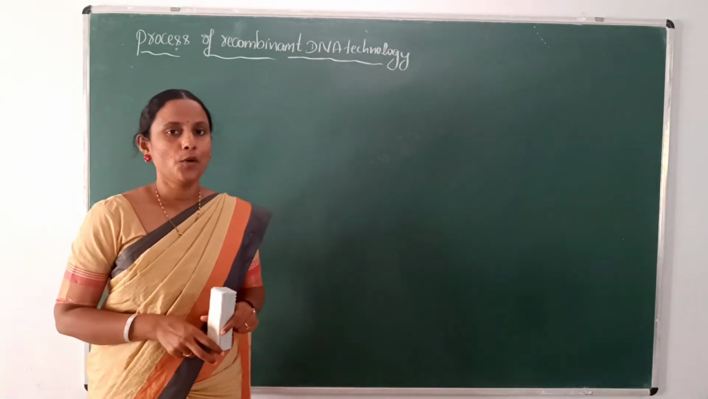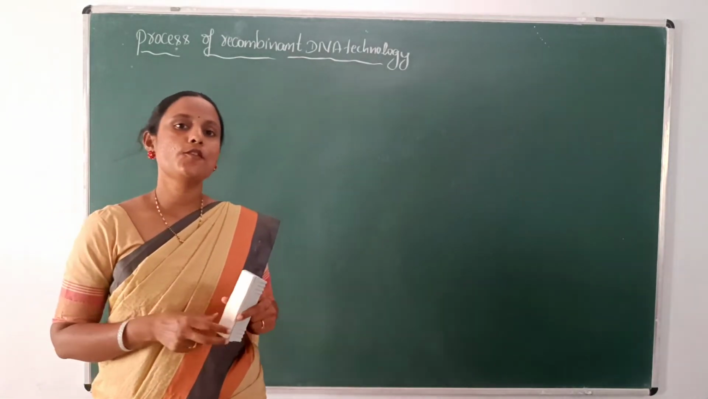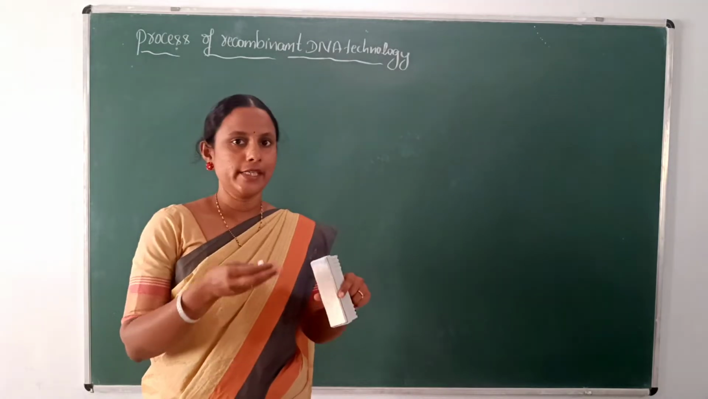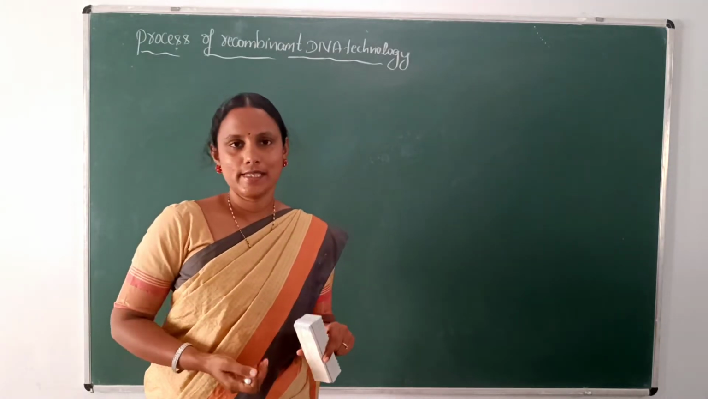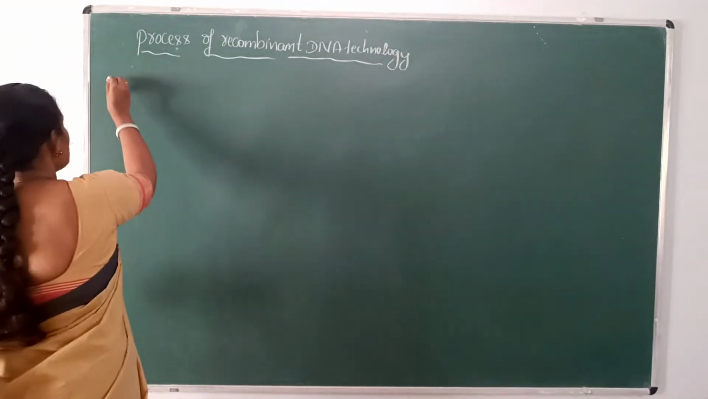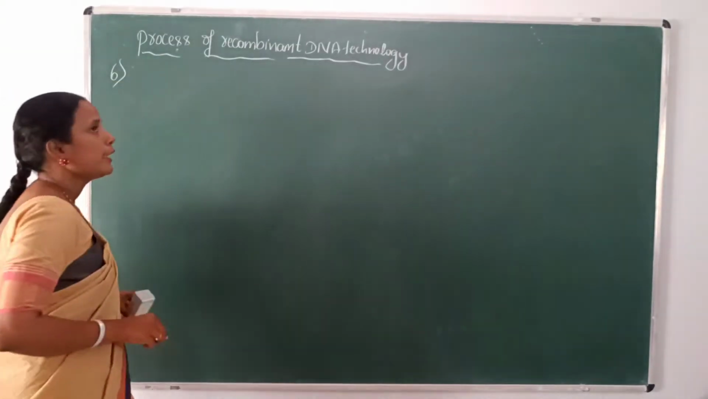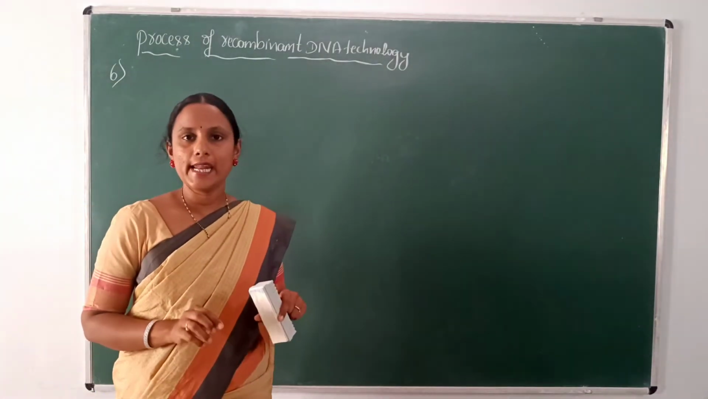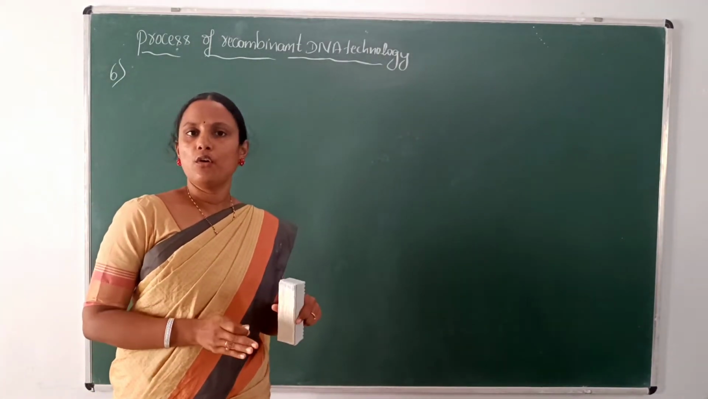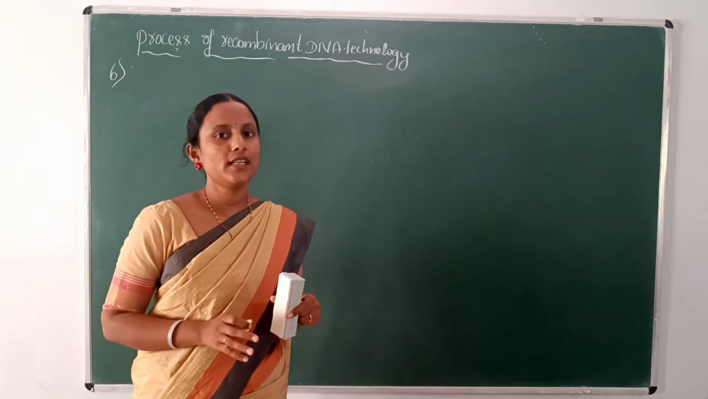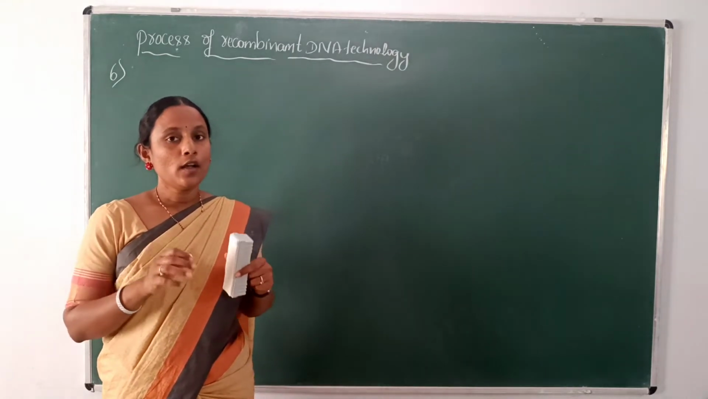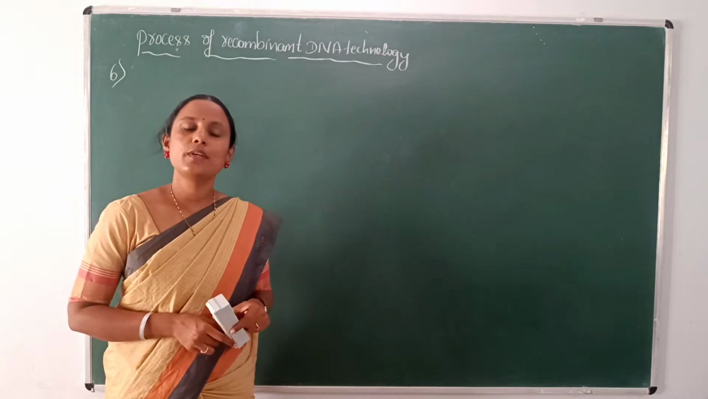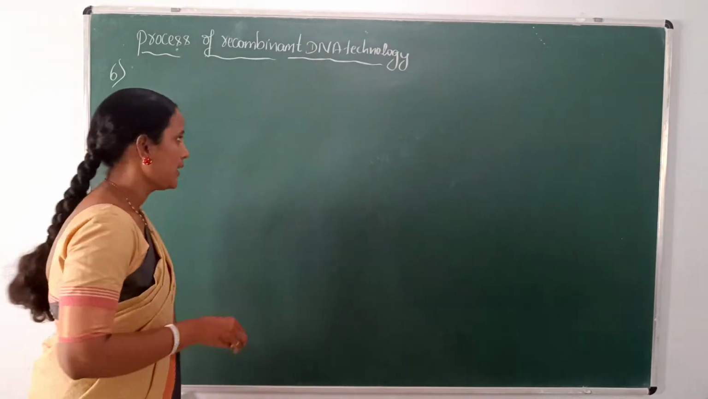Let us discuss now the process of recombinant DNA technology, the last two steps. That is, the sixth step in the recombinant DNA technology is growing of a recombinant cell on a large scale to get a desired product.